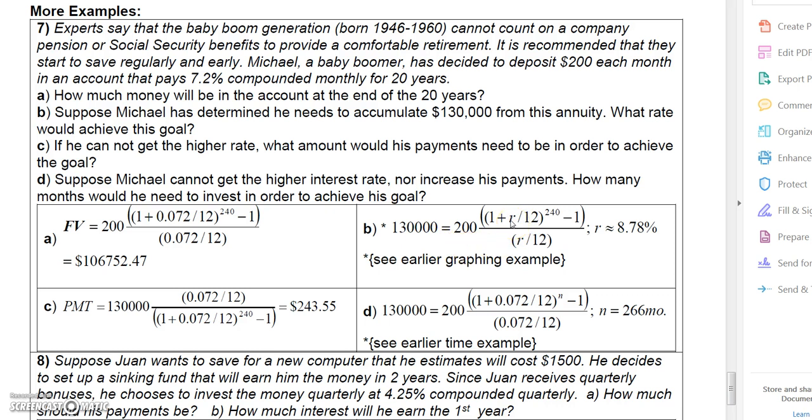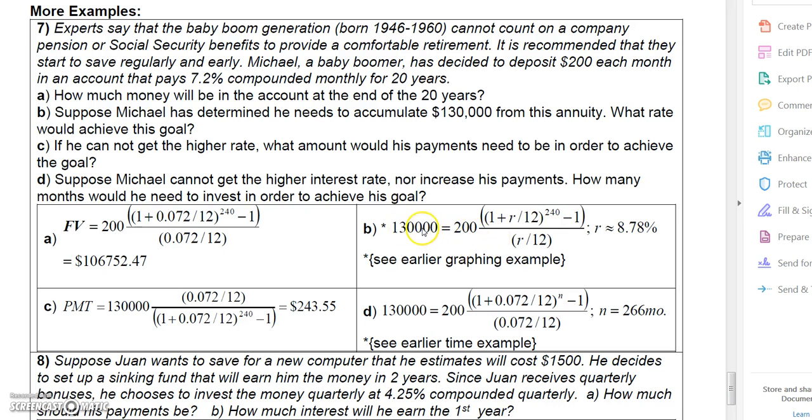Now notice I left this as R. Now if you want to, instead of R over 12, you can call this I if you want to. But basically I either need to solve for I and then multiply it by 12, or solve for R. So put in 200 for the payment, put in I or R over 12 here, and here, and then put 240 in for N.